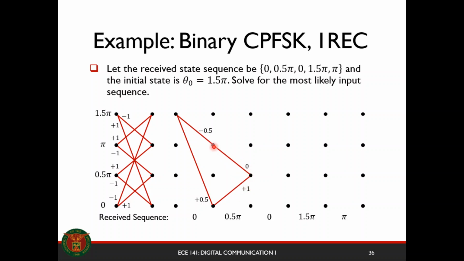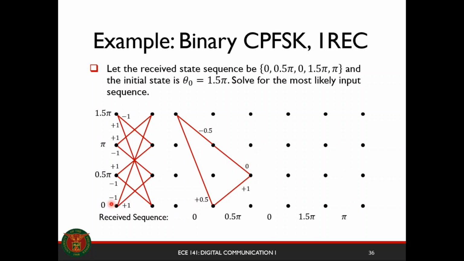So when you transition from pi to 0.5 pi, you reduce your output to 0.5 pi, and the distance of that with the receive sequence is 0. Oh, sorry, the cost rather is plus 0.5. The cost of that is plus 0.5 when you use the definition of cost function, and you add that to negative 0.5, you get 0.